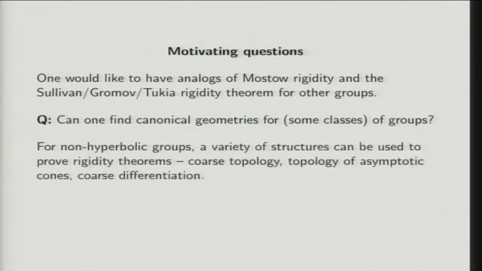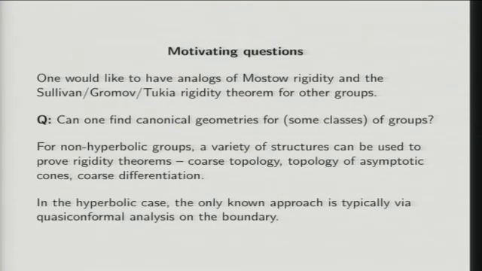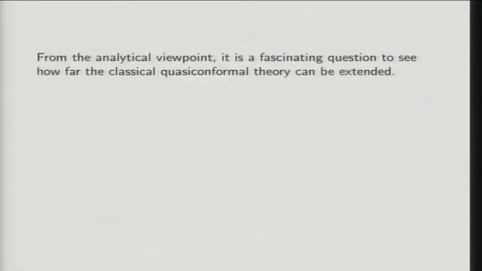And this is basically the strategy that's been used repeatedly to prove rigidity theorems. I just want to comment that away from the world of negative curvature, there are other structures that have been very useful for proving rigidity theorems. You can use topology or coarse versions of topology, or asymptotic cones, or differentiation, coarse differentiation. But in the negatively curved setting, at least in many cases, the only known framework for addressing rigidity problems is using this kind of analysis. Okay. So that's the motivation coming from group theory. But just from the point of view of analysis, it's simply a fascinating question to see to what extent one can extend this analytic theory beyond the setting of domains in the sphere.